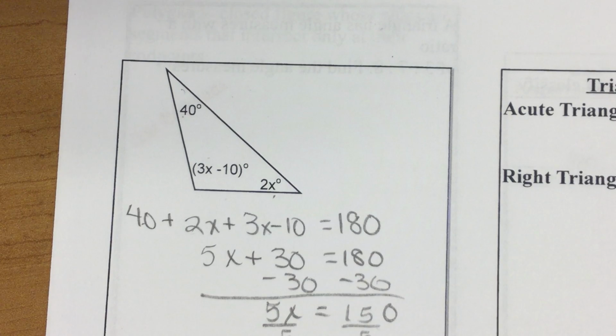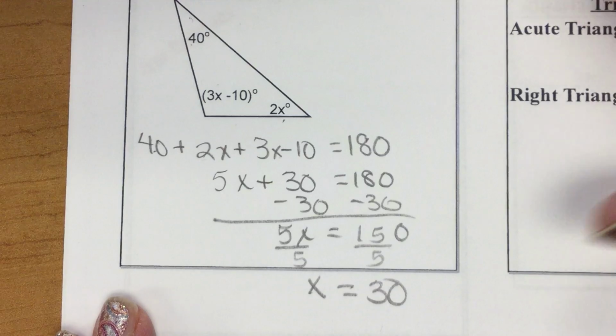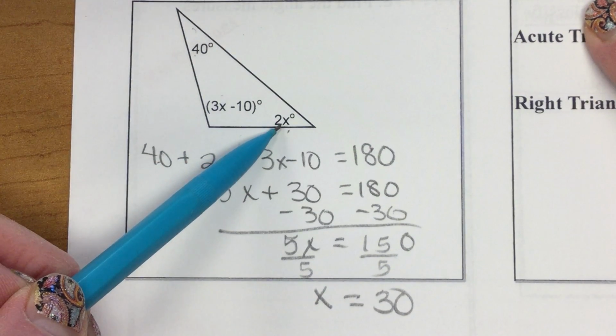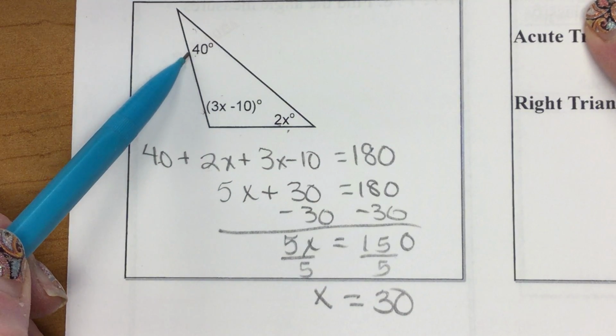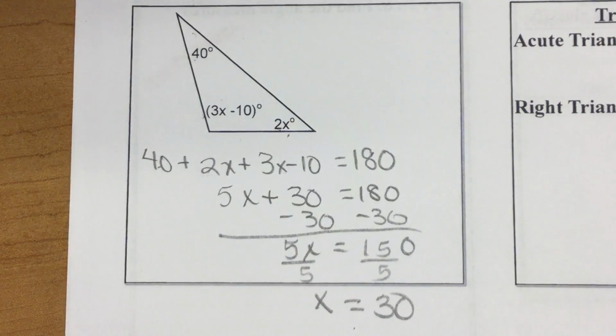And it says find x. It doesn't say find the value of the angles. If it asked for that, we would have to find this angle's value and this one, and then we know that one's 40. But it just said find x.